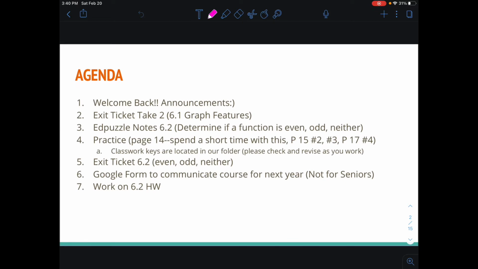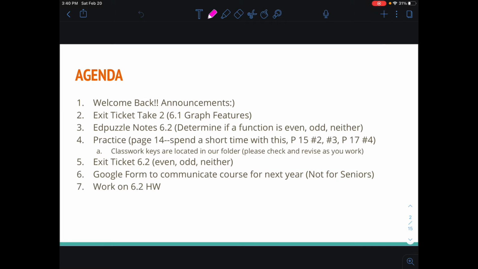I would like you to take the exit ticket 6.1 again. I have labeled it take 2 and it is still on those graph features. So I'd like you to try that again to make sure that you are ready for a quiz we have coming up next class. You're working on it right now, your Edpuzzle note 6.2.